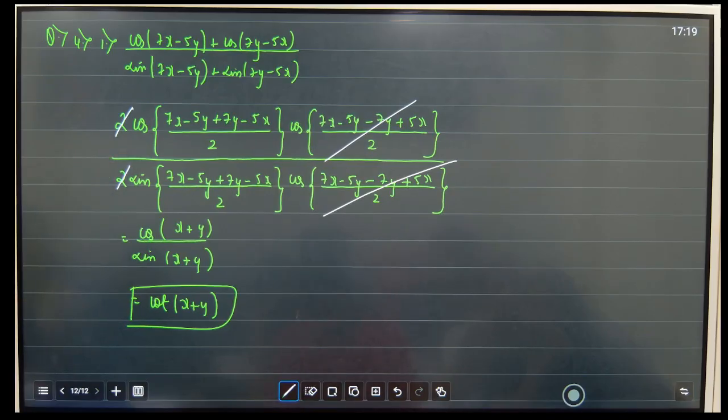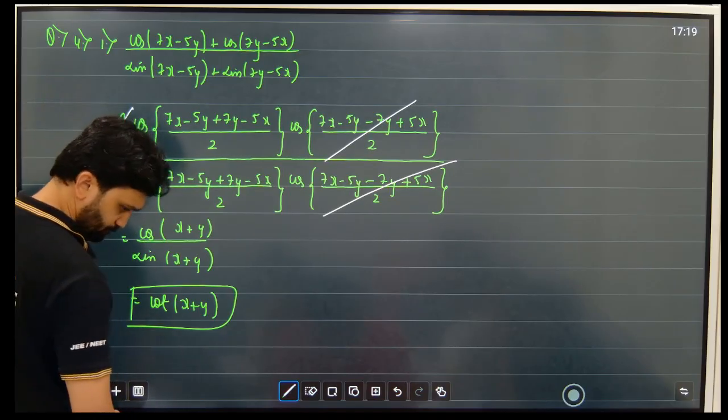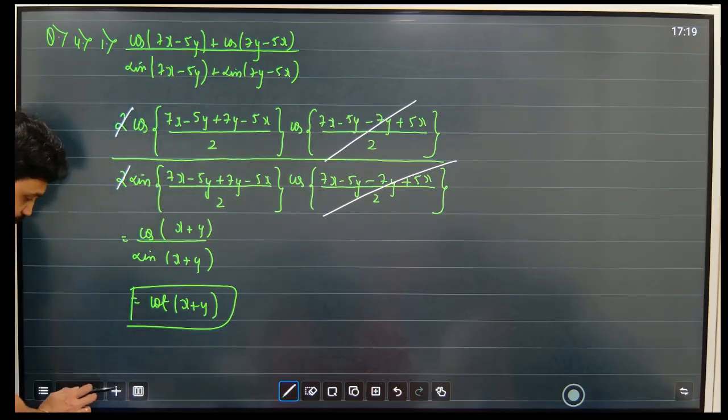So this way or that way, when you take something common, after that you'll get cos c minus cos d upon cos c plus cos d and sin c plus sin d. Ultimately you'll get the same answer. For 3 times you do it the same way or is it different? You can do it the same way. Chalo. Next question.